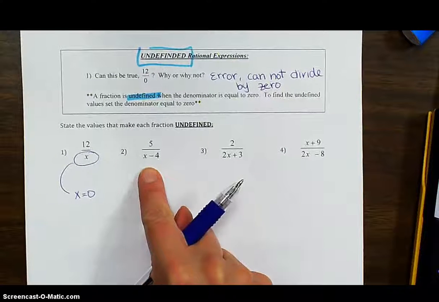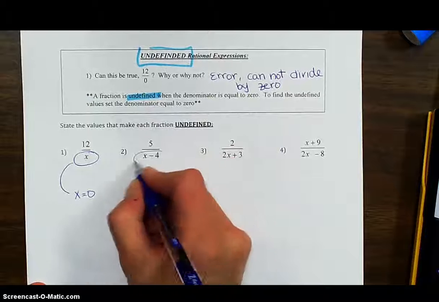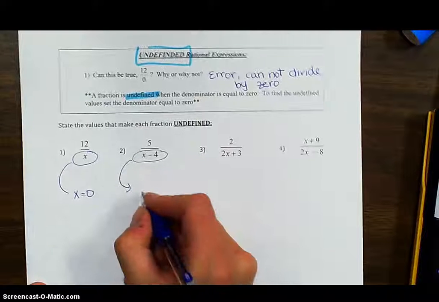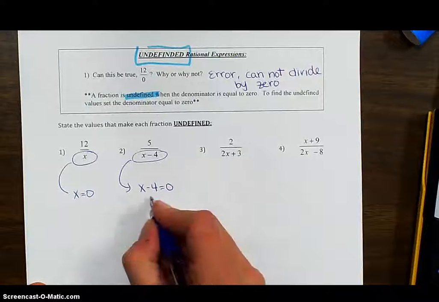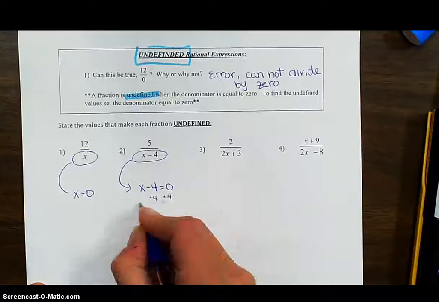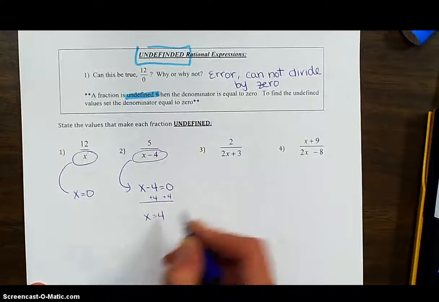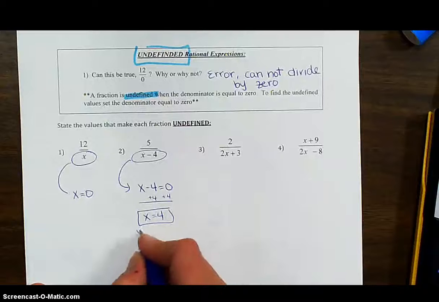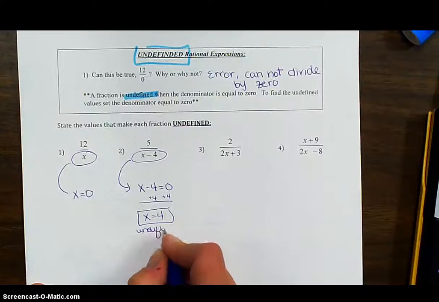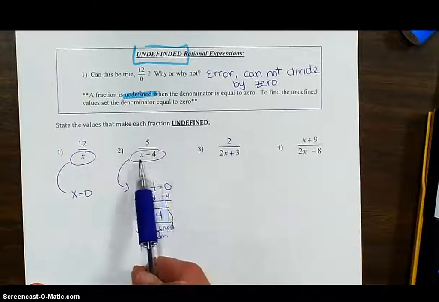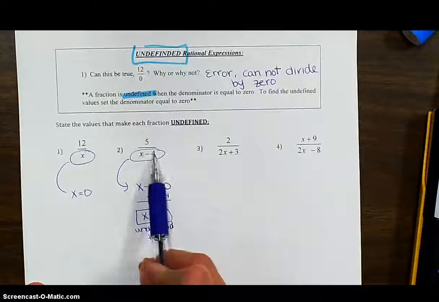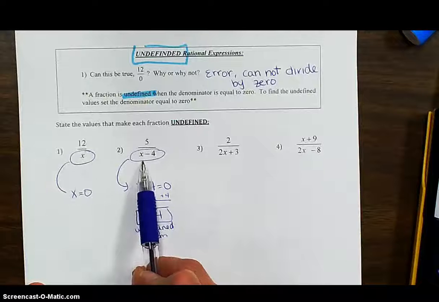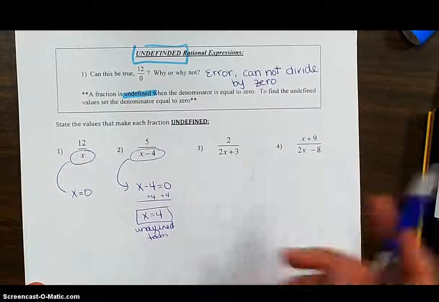So to find the undefined term here, we're going to take the denominator, we're going to set it equal to 0. And now we're going to solve for x. So I have to add 4. So x equals 4 is the undefined value. Undefined term. Because if I put a positive 4 in there, what's 4 minus 4? It's 0, and you cannot have a 0 in the denominator. Okay, so now let's take a look at number 3.